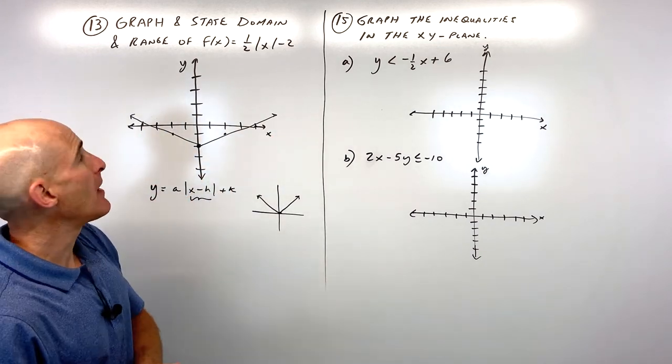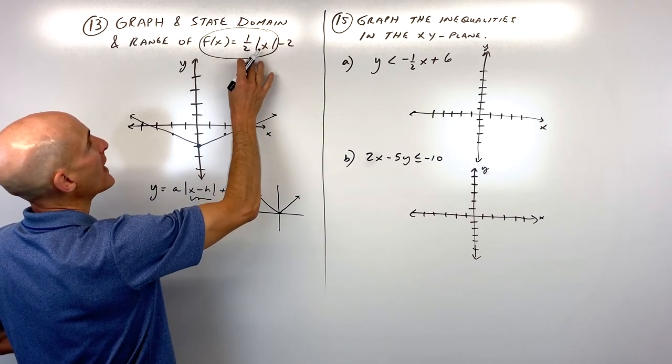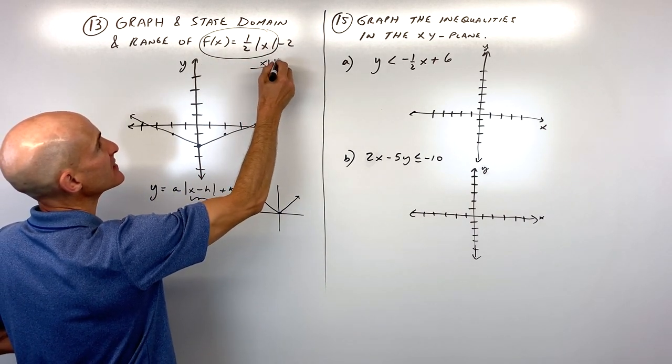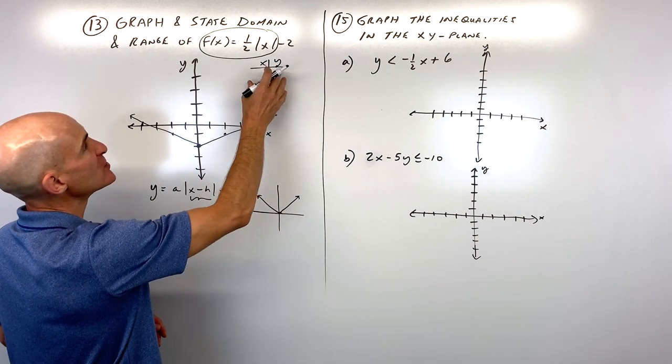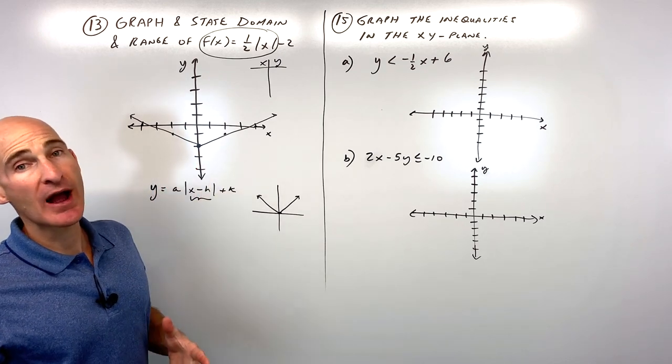The other way to do this problem, if you want, is to focus on graphing just this part, y equals 1/2 absolute value of x. Just make like a table, and then what you can do once you get those values, plot the graph and then shift it down 2. So that's another option if you want.